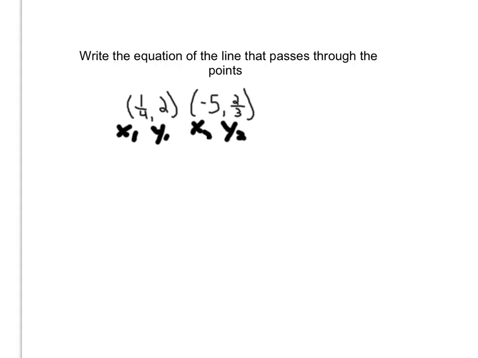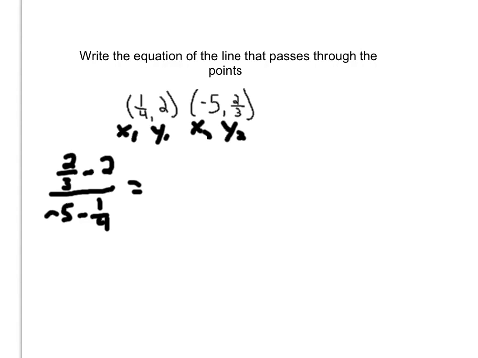So we're going to take our y2, which is 2/3, minus our y1, which is 2. Put that over our x2, which is -5, minus our x1, which is 1/4. Alright, now this is with fractions, it's kind of messy. That's why I gave you this example.